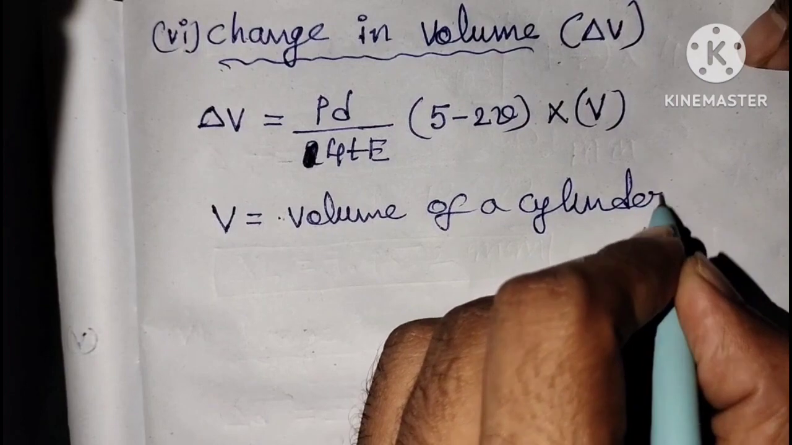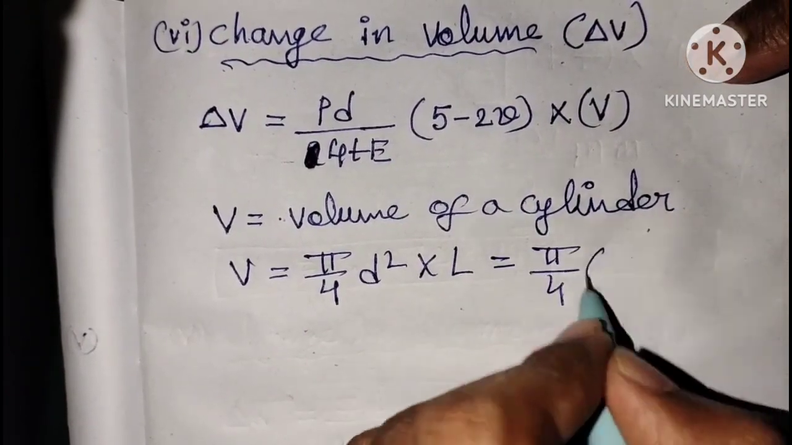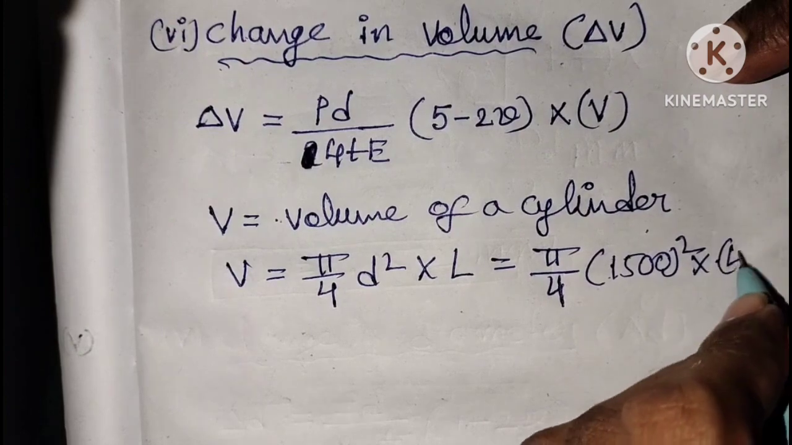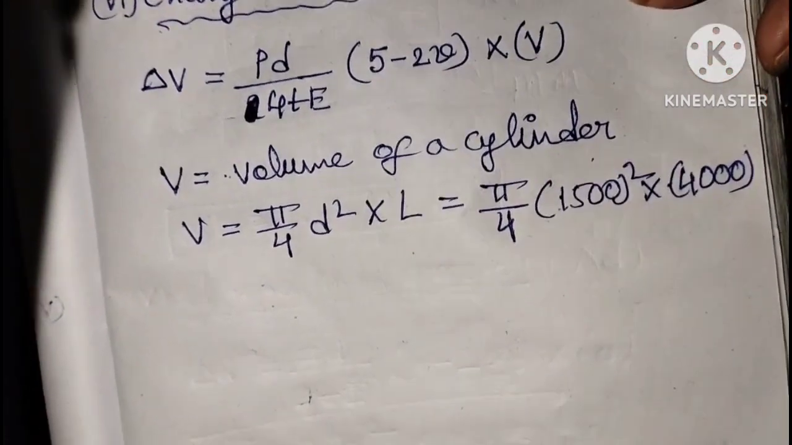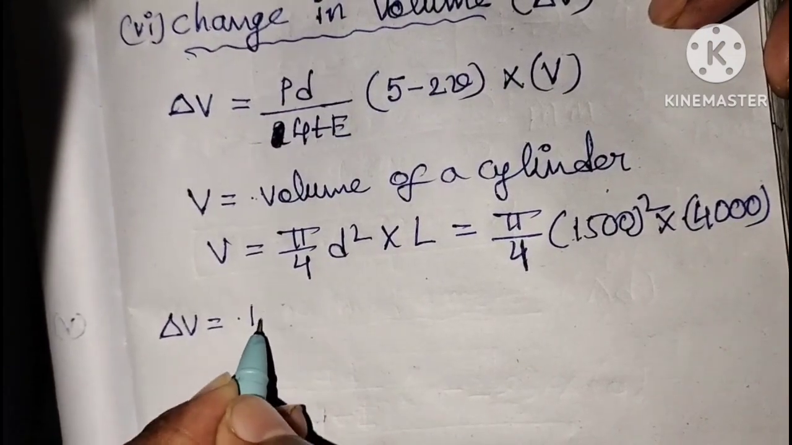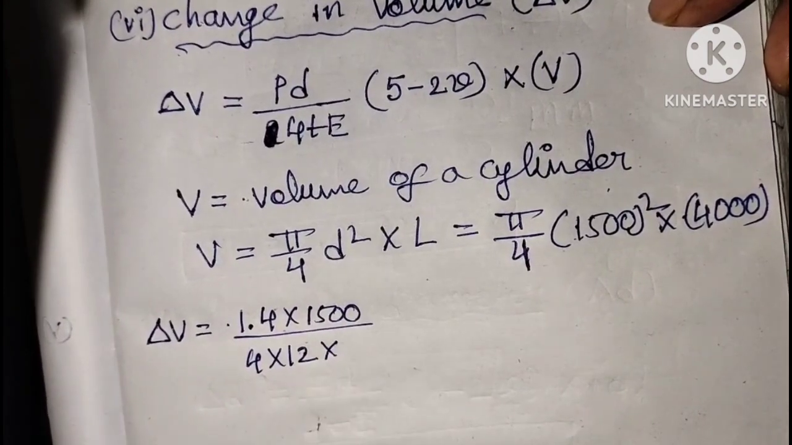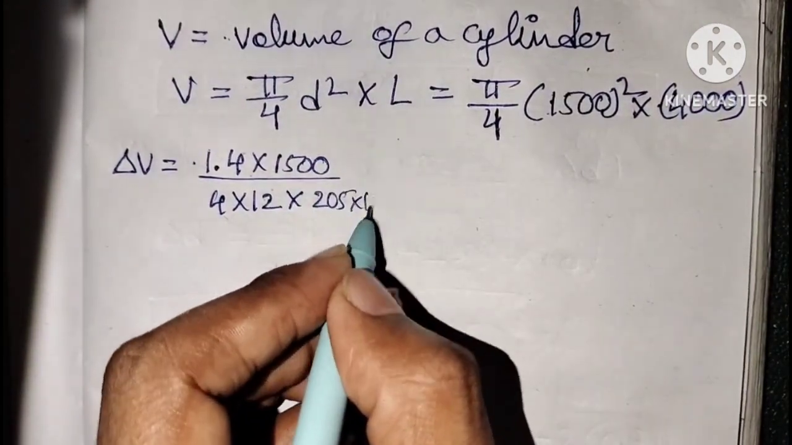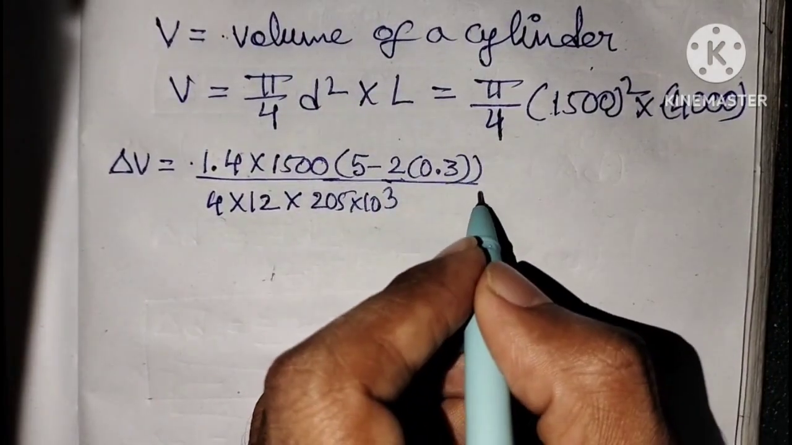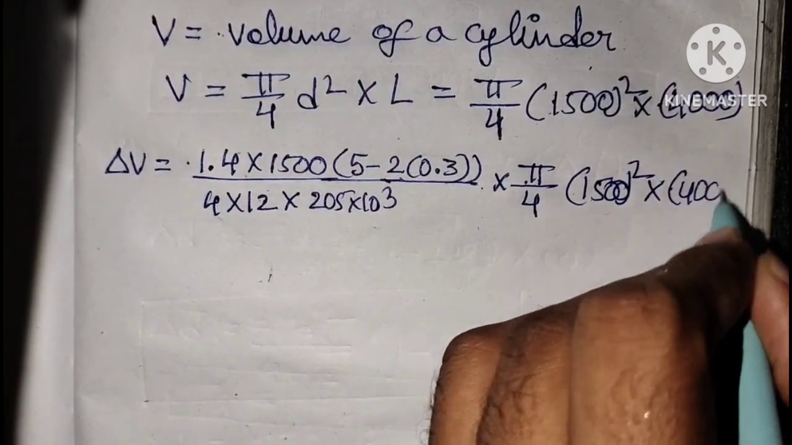Volume of a cylinder V is equal to pi by 4 into d square into L. So pi by 4 into d square. Here diameter how much given? Given diameter is 1500, 1500 whole square into L, means length of the cylinder 4000. Okay. So let us substitute these values here. So delta V is equal to pressure 1.4 and diameter 1500 by 4 into thickness 12 mm into Young's modulus 205 into 10 cube, into 5 minus 2 nu, nu value 0.3 Poisson's ratio, into volume. Here volume is pi by 4 into 1500 whole square into 4000.